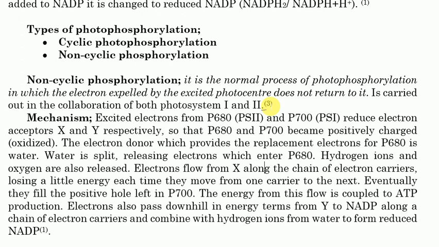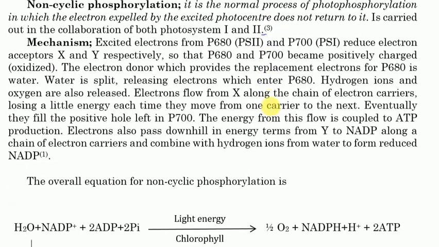We shall see on the diagram how this happens, because the electrons from photosystem 2 are accepted by the electron acceptor X, and from photosystem 1 by electron acceptor Y. Those from photosystem 2 travel downhill releasing energy which is coupled into ATP, and those from photosystem 1 are accepted by NADP to form reduced NADP.